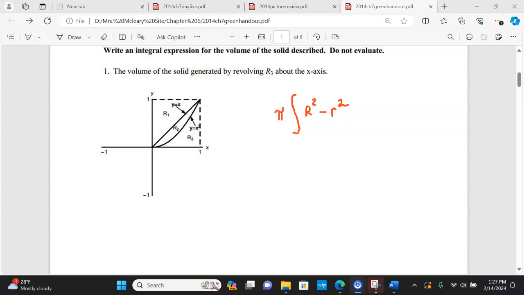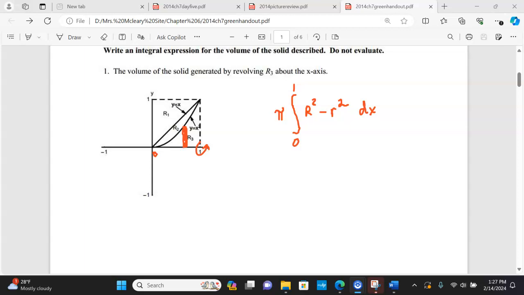So in this case here, we're doing R3, and we're going to rotate that around the x-axis. Okay, so since it's a vertical partition perpendicular to the axis of rotation, we know it's going to be with respect to x. So this is going to be a dx. Okay, so we know our big R squared and little r squared have to be with respect to x. So we're going along the x-axis. That means the limits of integration are going to go from 0 to 1.